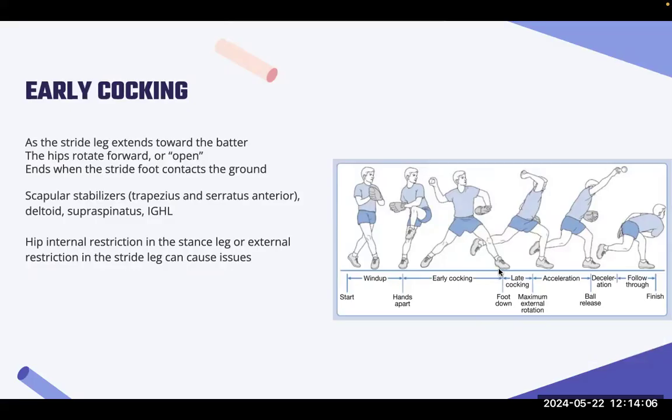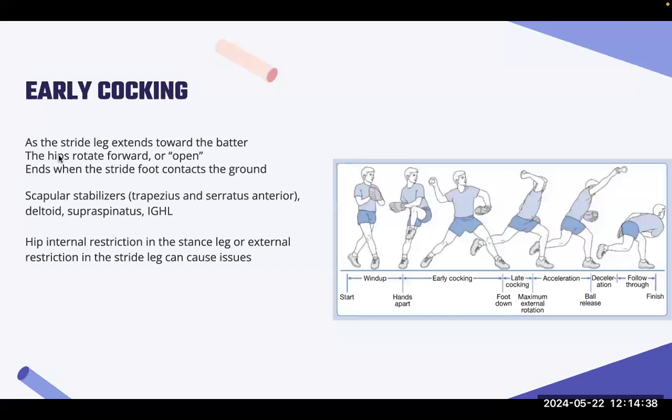At this time, you're using a lot of your scapular stabilizers: your traps, serratus anterior, deltoid, supraspinatus, and even your static stabilizers, like the inferior glenohumeral ligament. Hip internal or external rotation restriction in the stride leg matters too. One hip is internally rotating, and this one is externally rotated. So any restrictions in internal or external rotation of the hip are going to cause issues in this phase. That's something to remember.